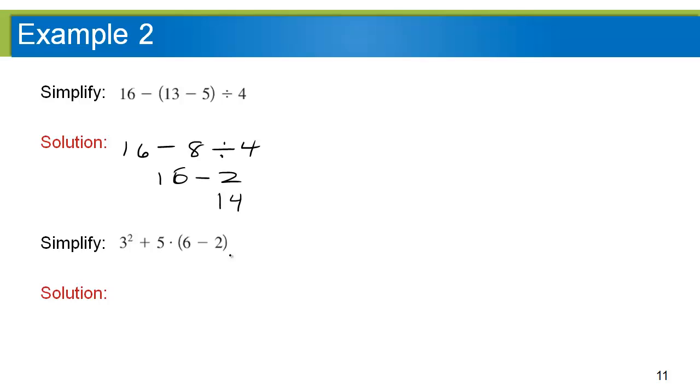All right, how about this one? Inside the parentheses, right? So we have 3 squared, that doesn't change, plus 5 doesn't change, but now we have multiply by 6 minus 2 is 4. Now we raise the power, so that's 9, right? Plus 5 times 4. And then we do the multiplication, 9 plus 20. And then finally we do the addition and we get 29.